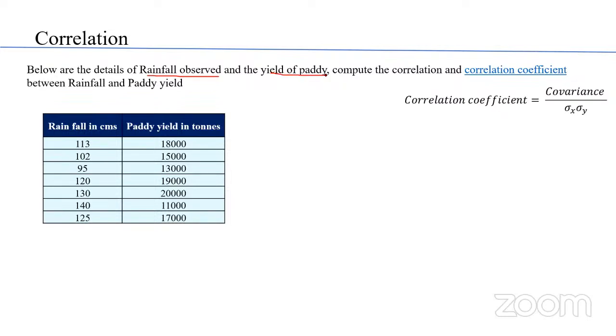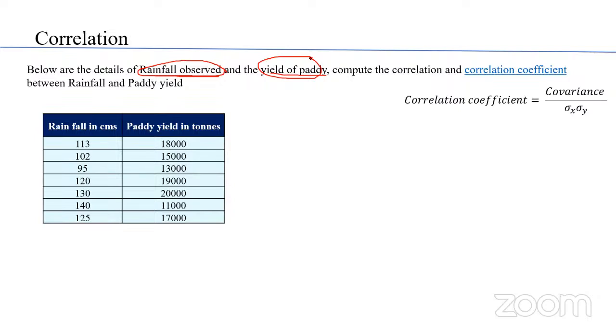So ideally, according to the assumption of correlation, these two are independent. Okay. So definitely no one can control rainfall, and the yield of the paddy is related to something. So straight away I cannot tell that this is dependent, something like that.